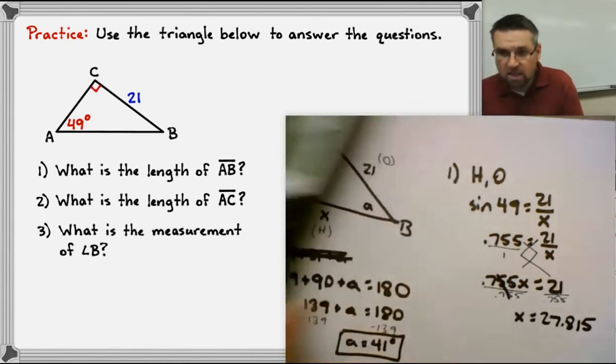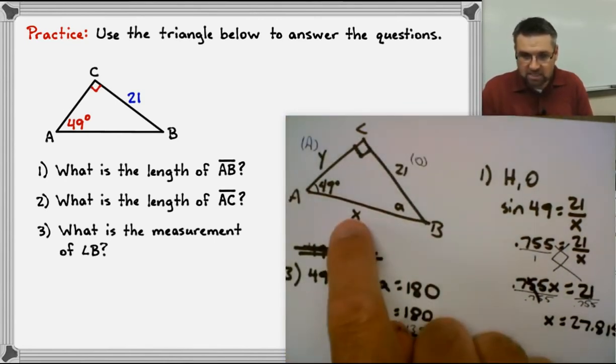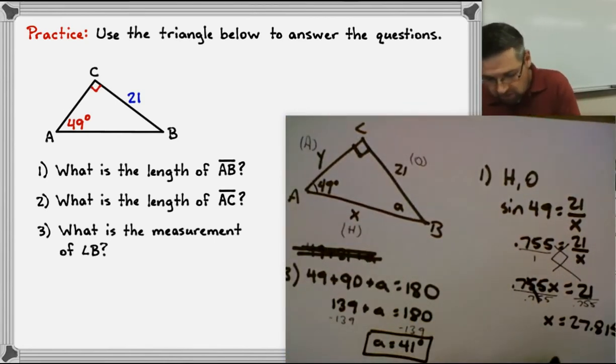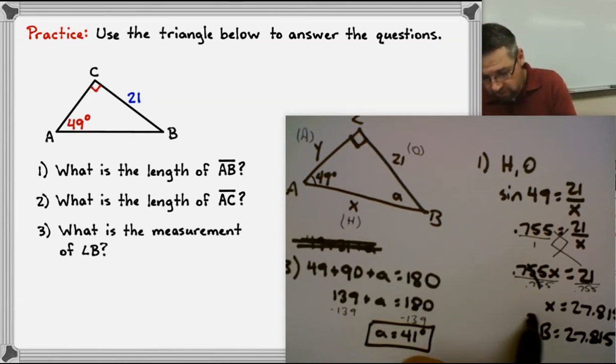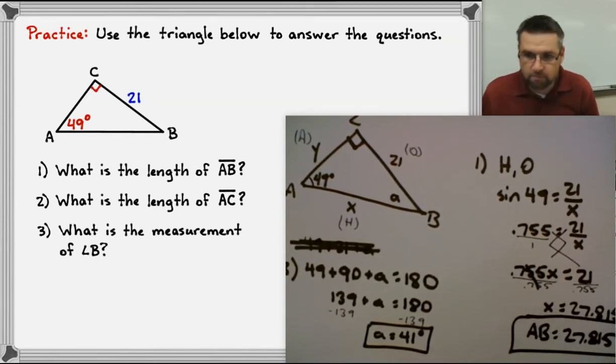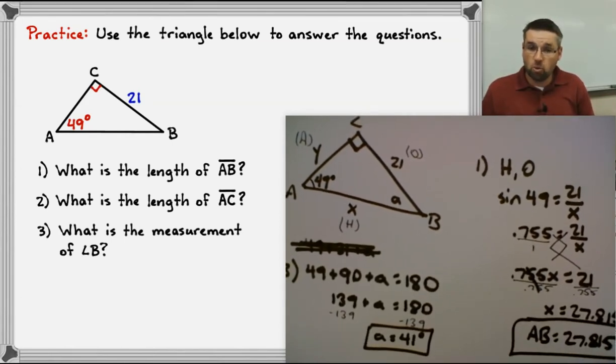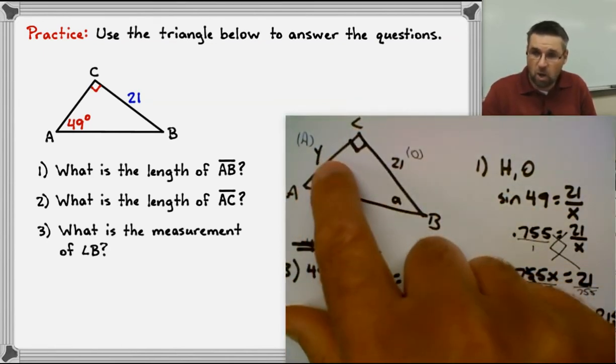Okay, so that is x. And what was x? X was the name that we used for AB. So we would conclude that AB is equal to 27.815 as our final answer for question number 1. Okay. All right. We have one more thing to do. That's number 2. Number 2 says find the length of AC. So I called it y.